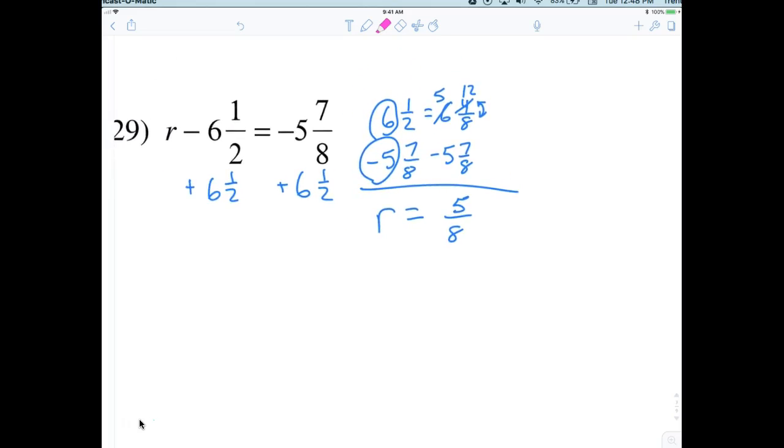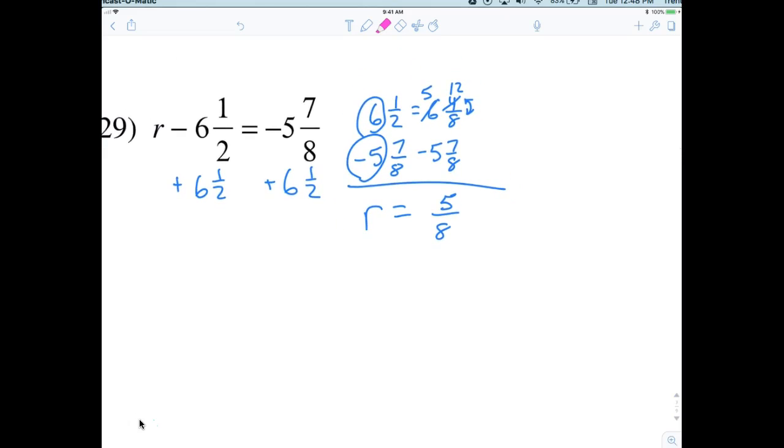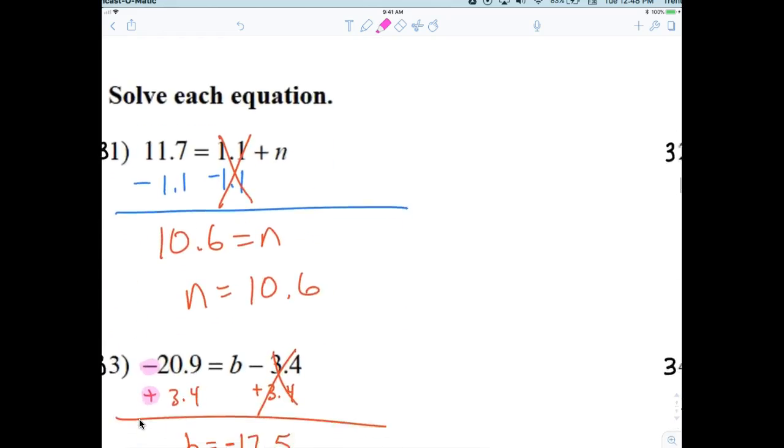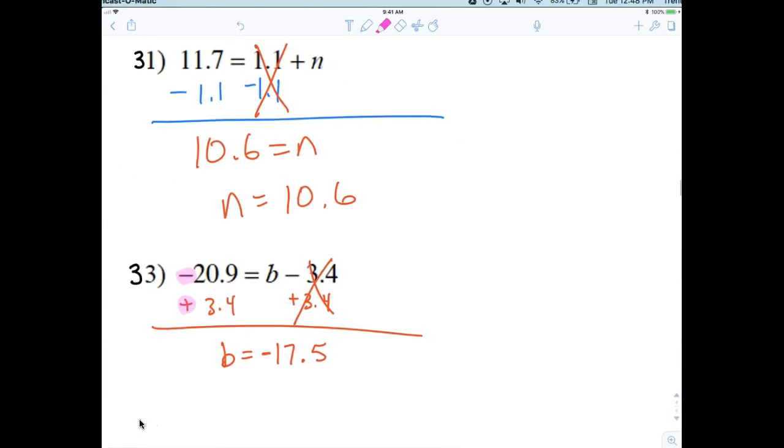29 worked out to be 5/8. Everybody happy with 5/8? Yep. All right. Scroll down a little bit. 31. Okay, now we're into the easier problems. I felt like most people thought the decimals were a little bit easier. Definitely.